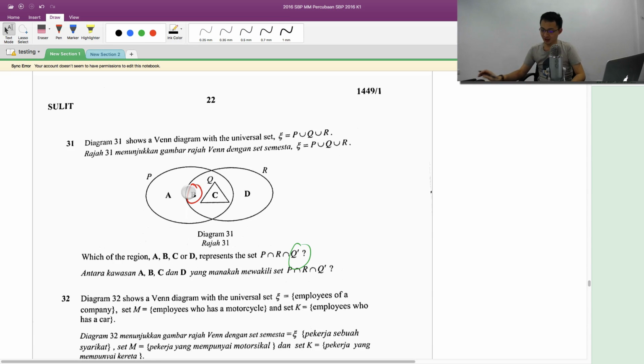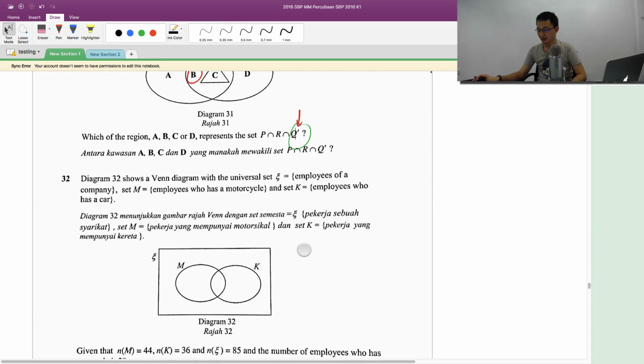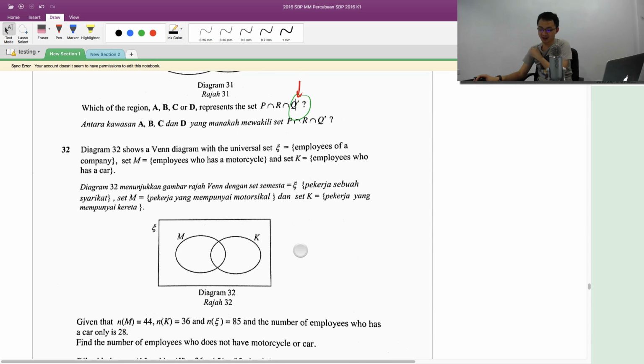So yeah, you should carefully look at the dot there, the prime there. It is basically a complement, meaning outside of it.